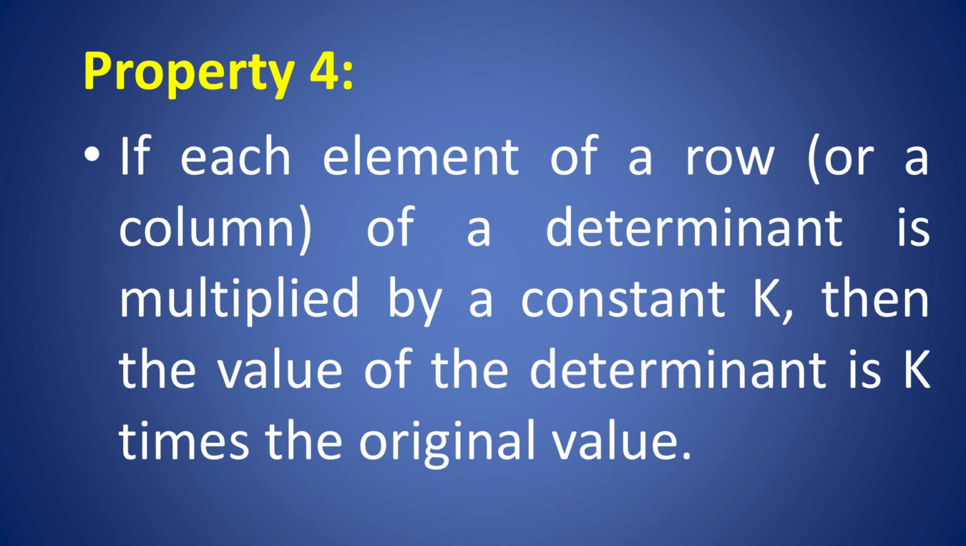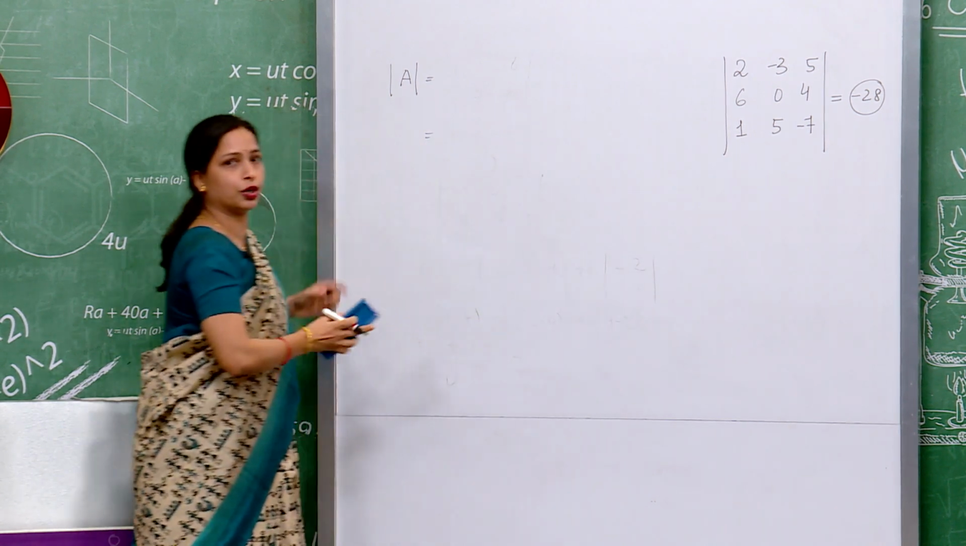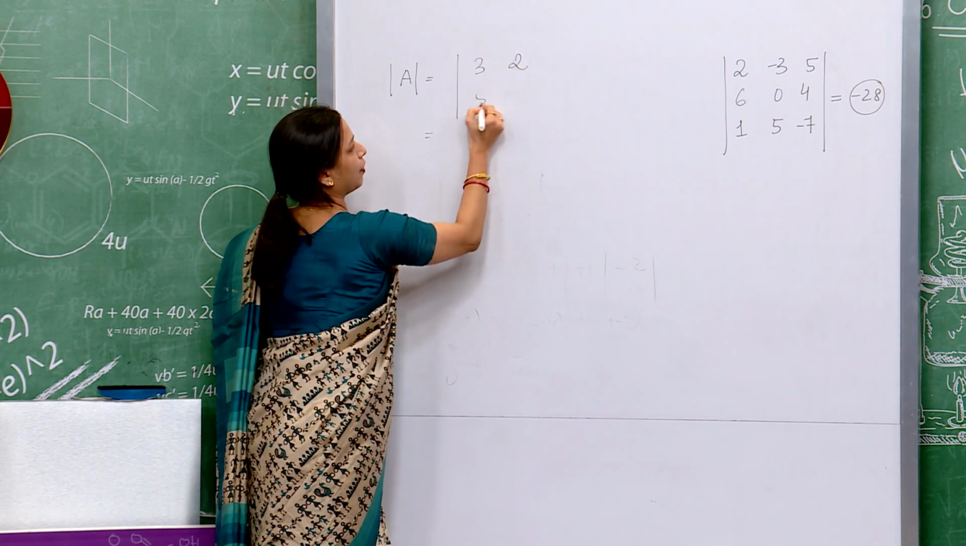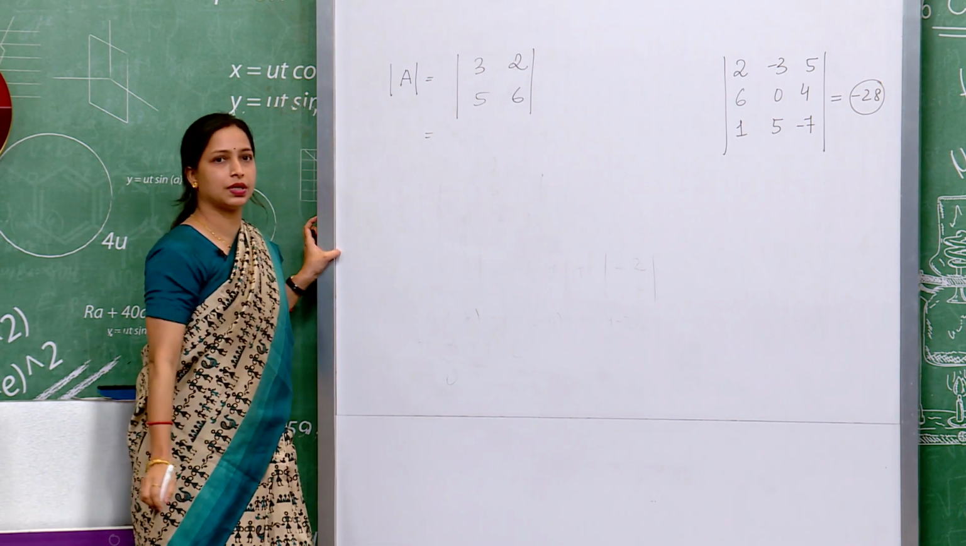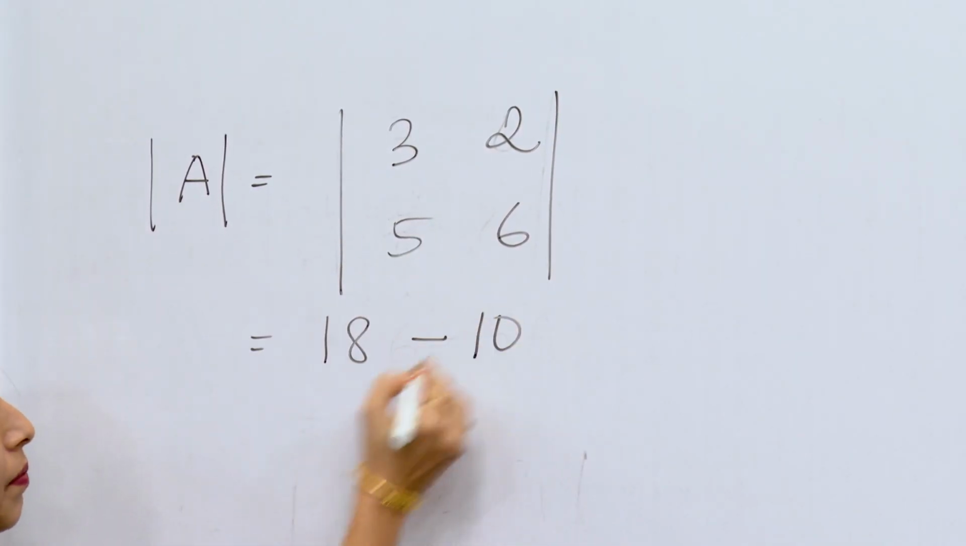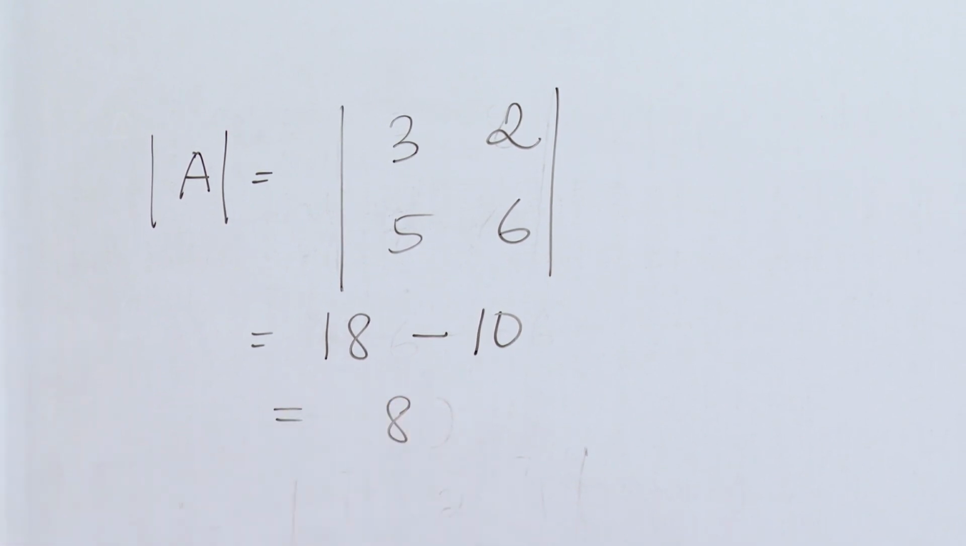Now, property 4 says if each element of a row or a column of a determinant is multiplied by a constant k, then the value of the determinant becomes k times the original determinant, right. Okay. Now, let me show you with the help of an example. Let us take order 2 determinant, right. Now, here I am taking 3, 2, 5, 6, right. So, what is the value of the determinant? 3 into 6, 18 minus 2 into 5, 10. So, here it is 8, right.